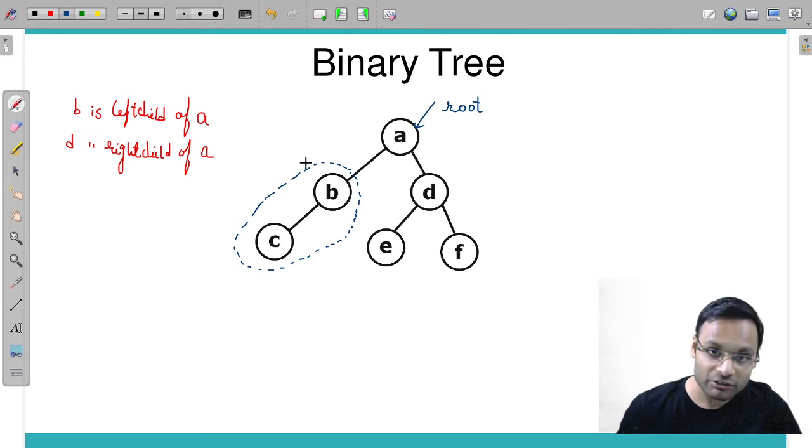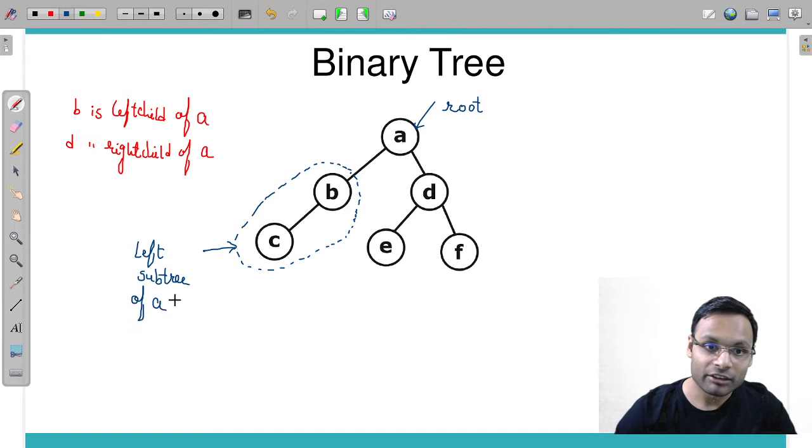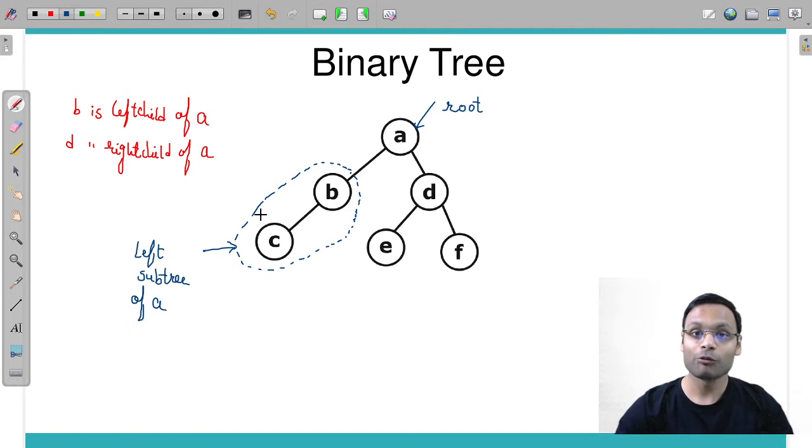Yes, we have a subtree which is this one, and this particular subtree I can say is a left subtree of A. Is that clear? Can we write it that way? Left subtree of A? Yes.